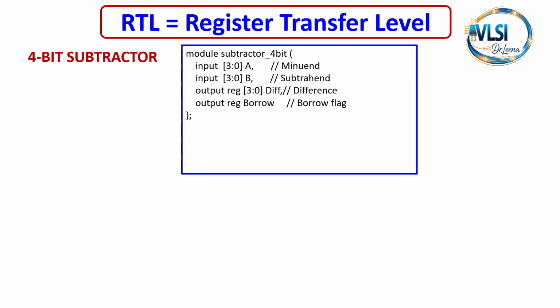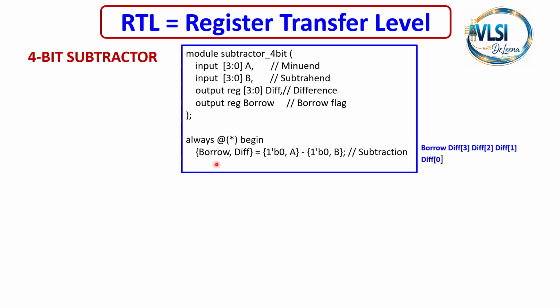After closing the bracket, we are going to perform the operation. So we give always at, open bracket, inside that a star, close the bracket and begin. The always block executes whenever input signals change, and the star means all signals used inside the block, which makes the block combinational logic. So whenever A and B change, the subtraction is recalculated, and begin starts the block of statements. Now let's go to the operation.